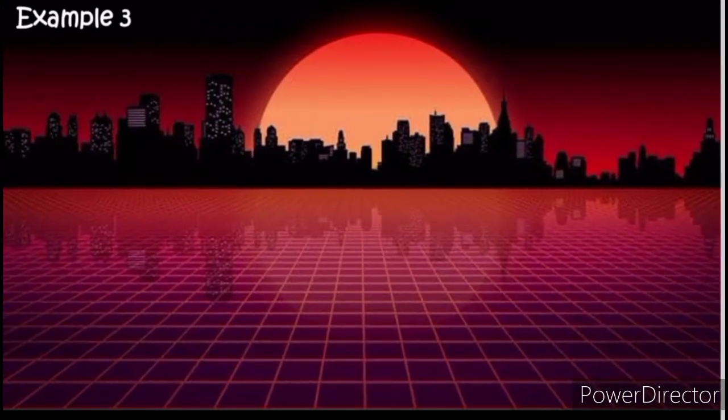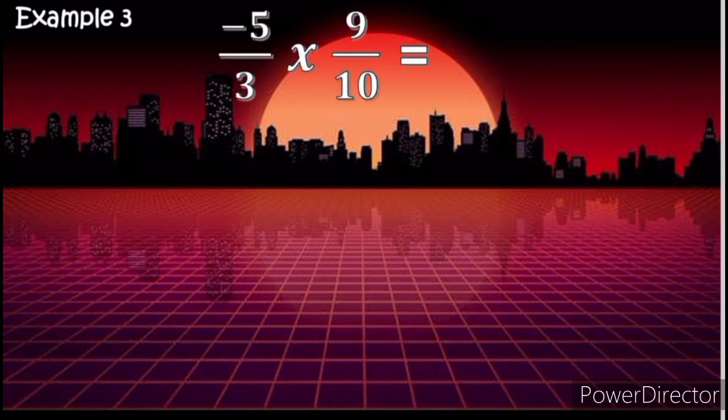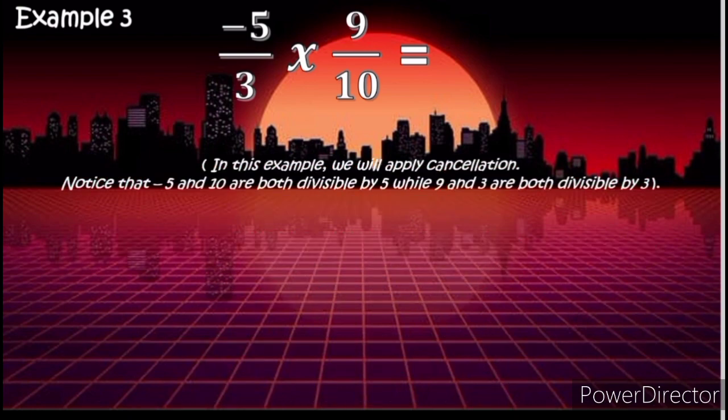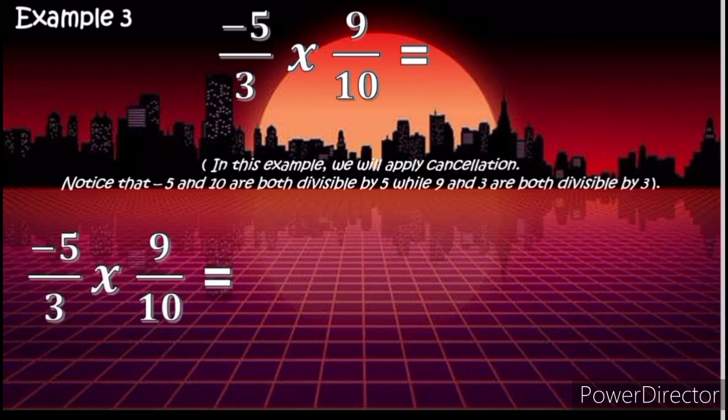Example number 3. Negative 5 over 3 multiplied by 9 over 10. In this example, we will apply cancellation. Notice that negative 5 and 10 are both divisible by 5, while 9 and 3 are both divisible by 3. In this given example, let's cancel out negative 5 and 10. Negative 5 will become negative 1 and 10 will become 2.